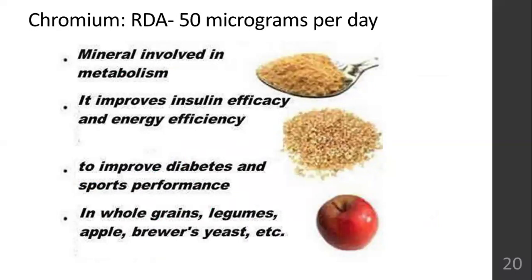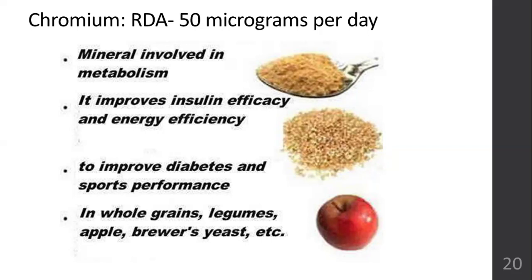Next is chromium. So RDA of chromium is around 50 micrograms per day. This is important for your glucose tolerance. Okay. And in the presence of chromium, your insulin can work better. The insulin produced and secreted by your pancreas can work better in the presence of chromium. So people who suffer from diabetes, chromium supplements can aid their insulin efficiency. So it is involved in metabolism, specifically glucose metabolism, because it has to work with insulin.